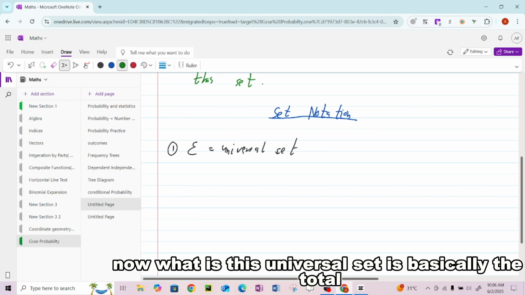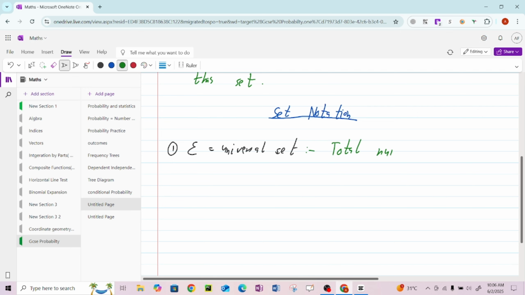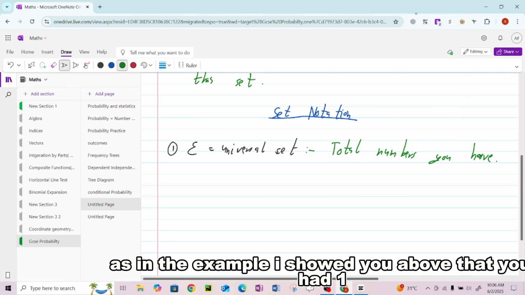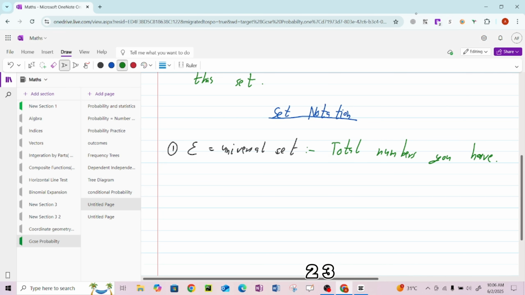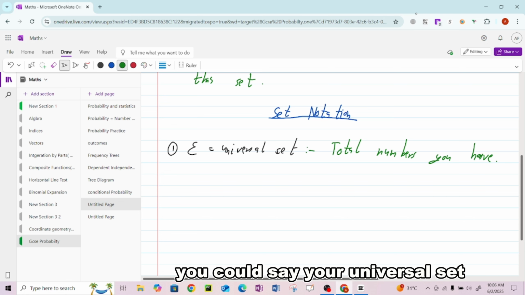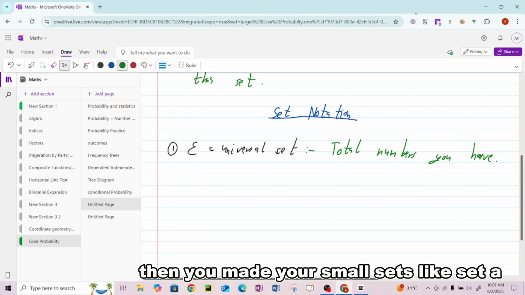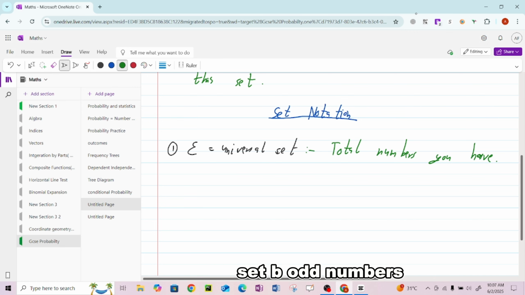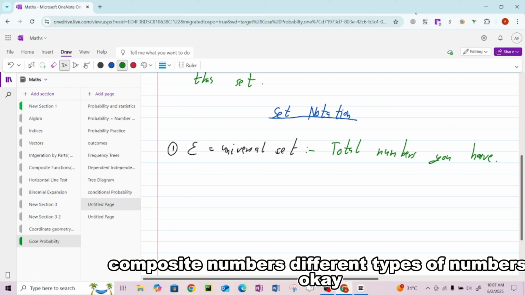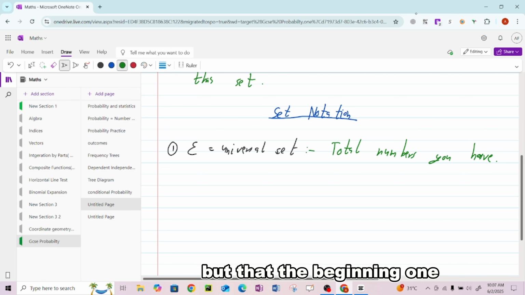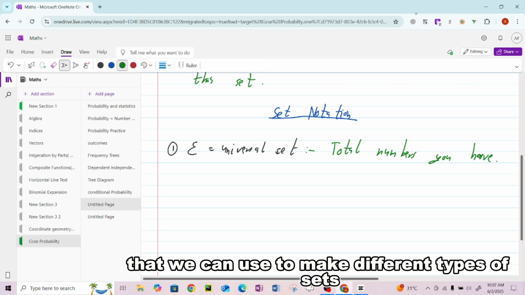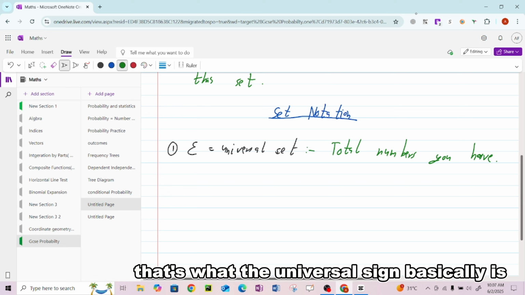Now, what is this? Universal set is basically the total numbers you have. Okay, as in the example I showed you above, that you had 1, 2, 3, 4. Those were your universal set. Then you made your small sets, like set A, where we had even numbers, set B, odd numbers, set C, prime numbers, composite numbers, different types of numbers. Okay, but the beginning one, the 1, 2, 3, 4, was our universal set that we can use to make different types of sets from it. Okay, that's what universal set basically is.